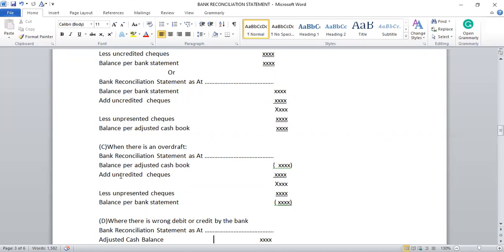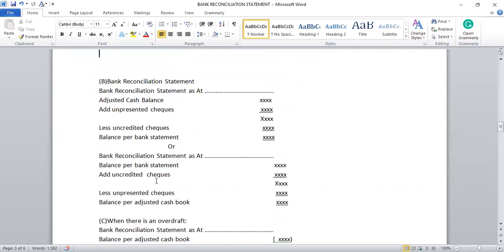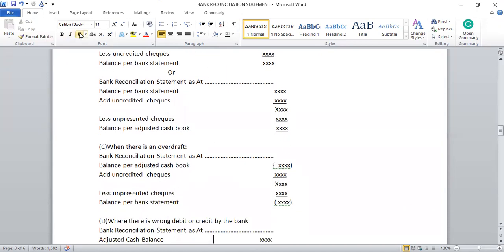You do the opposite. So you add uncredited checks to it, then you get this figure. Then you less unpresented checks, you get this figure. So the balance per bank statement, that's when it is an overdraft. You reverse this. When it's an overdraft and you want to start with the adjusted cash balance, you reverse all this, and this one will come here, and this one will come here. So when there's an overdraft and you are using the adjusted cash balance, that's the format. Okay.